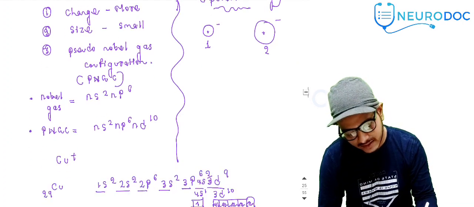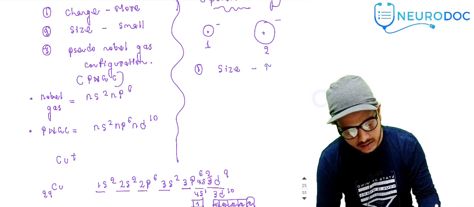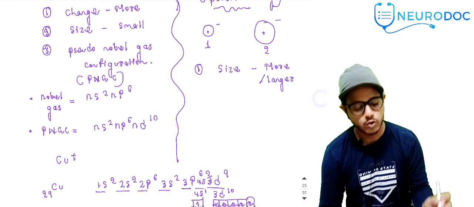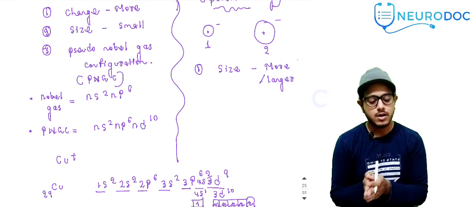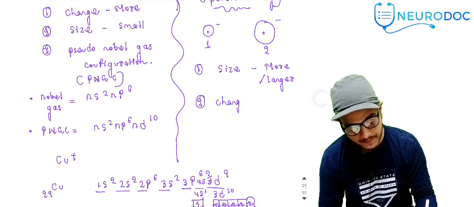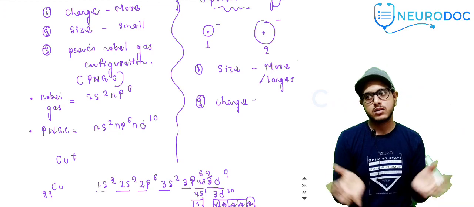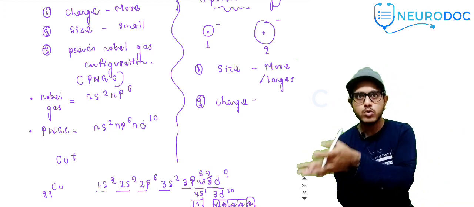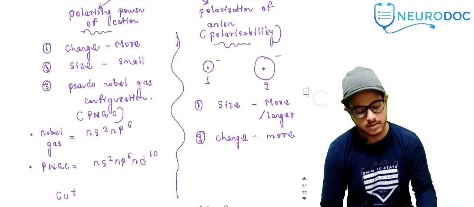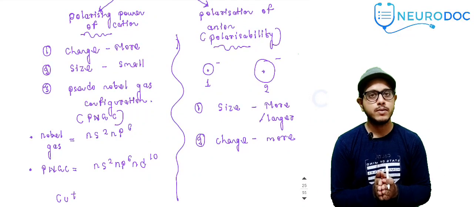So the first factor is size of the anion, that is more, or I can write large. Larger the size, more will be the polarizability of the anion. What is the second factor? Charge. Again you think, if the negative charge of the anion is more, it will obviously be attracted more towards the cation. So if charge is more, the polarizability of the anion will be more.